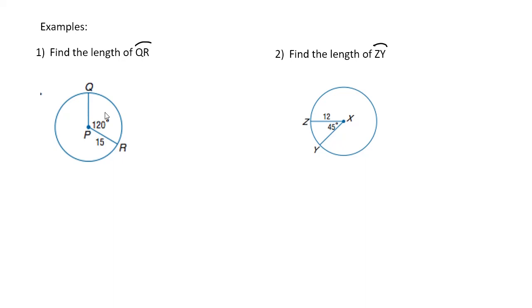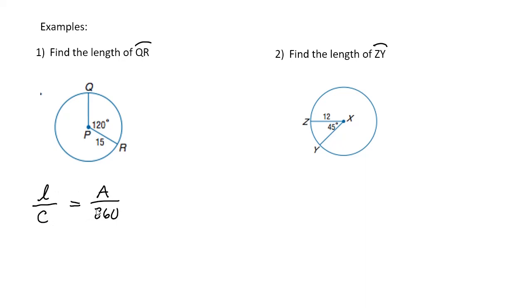Let's go over a few examples. First, I want to find the length of arc QR. Now the relationship is the following: the length of the arc compared to the entire circumference is going to be in proportion to the measure of the central angle compared to the entire circle, 360.